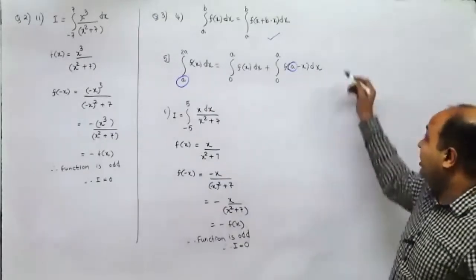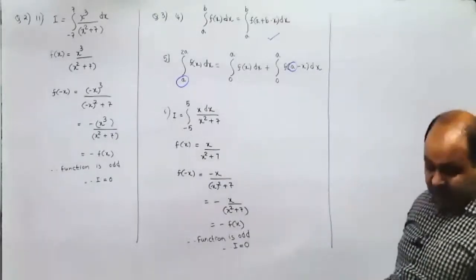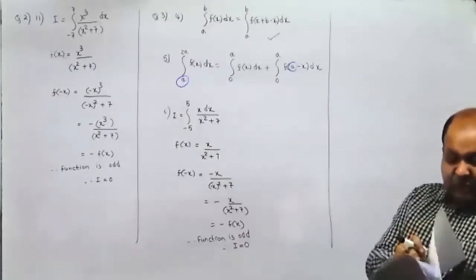So this 2 is wrong. The one which is given is false. Next, come to the 3-mark questions.